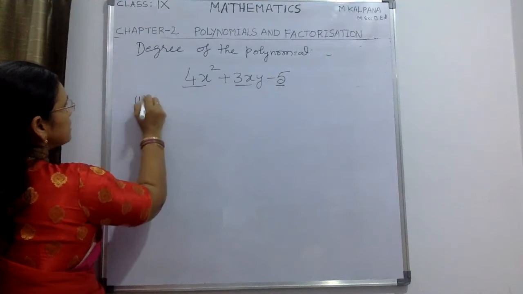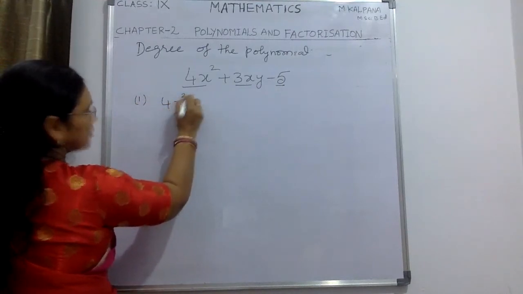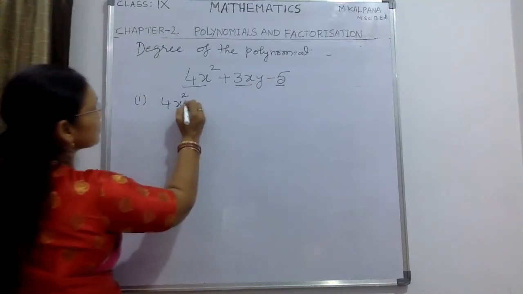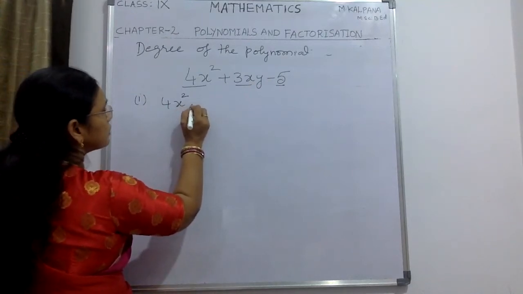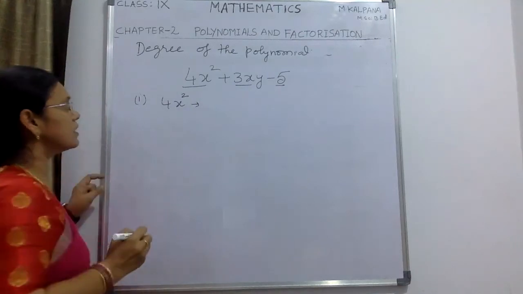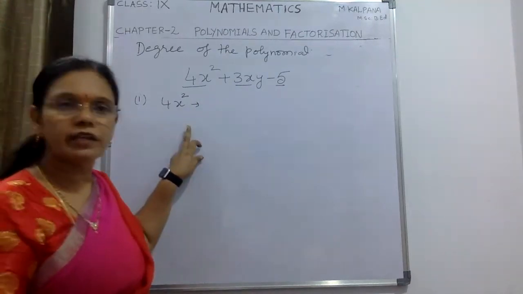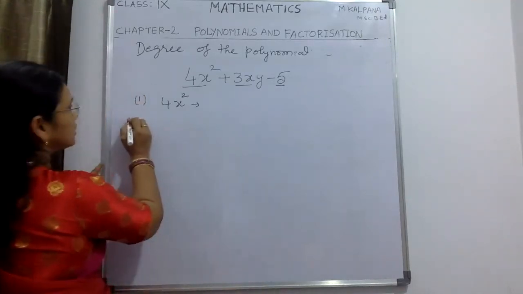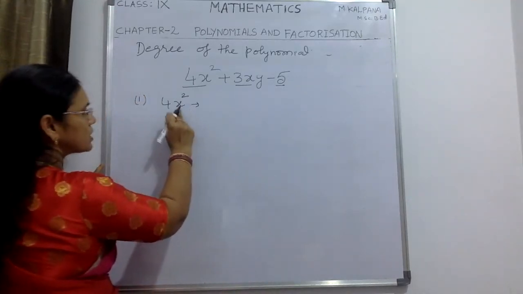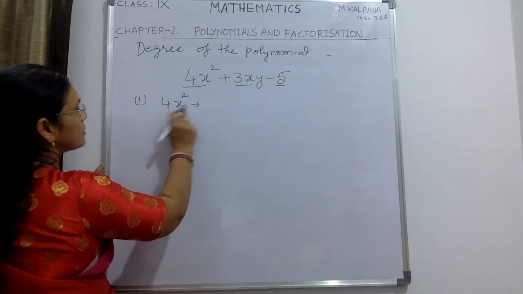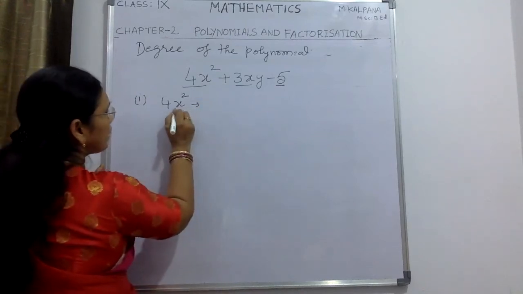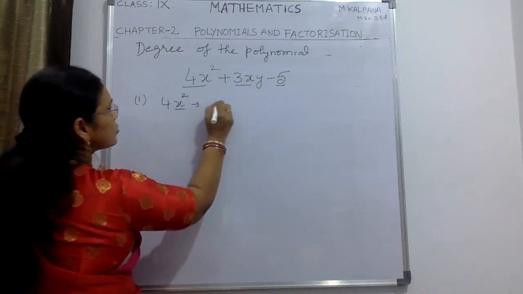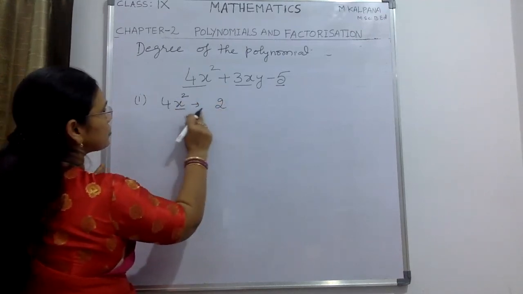The first term is 4x square. So, what is the degree of a term? It is the sum of the exponents of the variable factors. The degree of a term can be denoted as the sum of the exponents of variables. Here there is only one variable, so the exponent of the given variable is 2. So the degree of 4x square is 2.